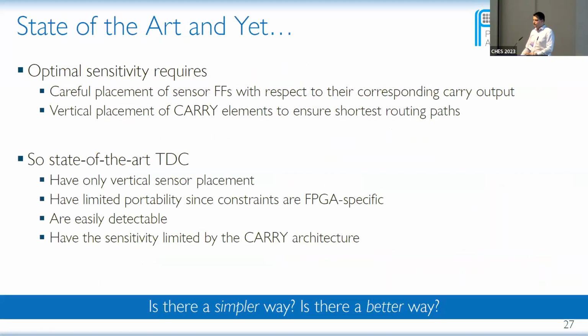But the problem is that to do so, first of all, we need to carefully place registers next to these carry blocks. And second, we need to vertically place the carry elements because that's the only way we can use these direct wires between them. So these state-of-the-art TDCs can only be vertically placed to obtain optimal sensitivity, have limited portability since we have constraints that are FPGA specific. So if we change FPGA families or vendors, we need to rewrite those. They are easily detectable because we have a chain of carry elements and very carefully placed registers next to it, and have the sensitivity limited by the delay of the carry architecture. So we ask, is there a simpler or better way to do it?